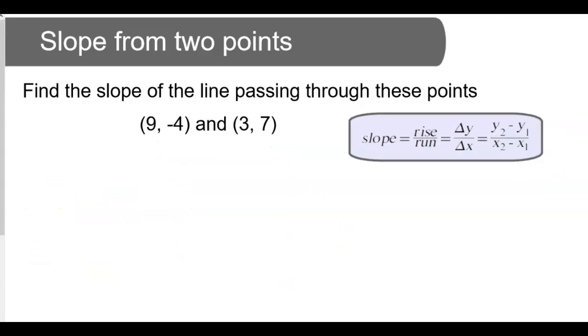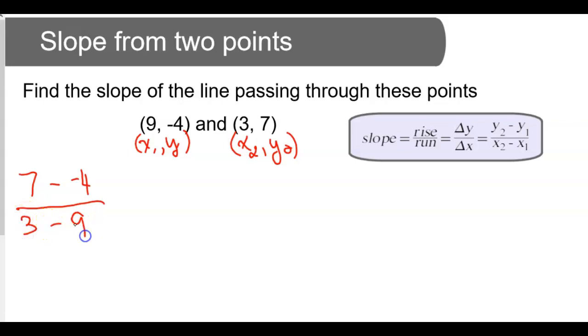Here's another example. Okay, so I'm going to label this one here. This will be my x1, y1. But again, you could change it. You could make this x2, y2. And this is my x2, y2. So I'm going to subtract 7 minus negative 4, and that's going to go over 3 minus 9.